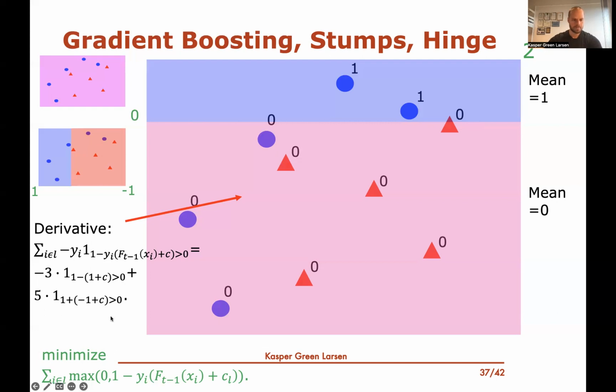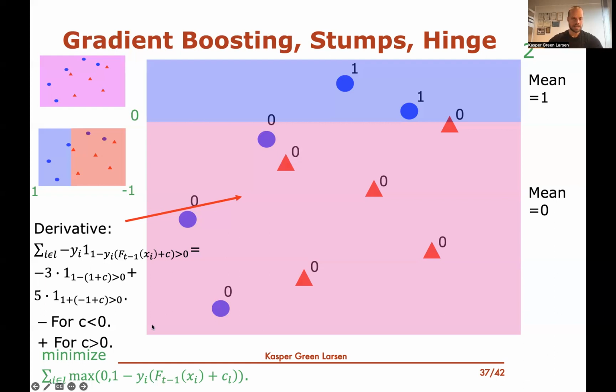Right, so what do we have here? If we simplify this, the last indicator here is just C greater than 0, and the first indicator is minus C greater than 0. So let's try to see. If C is less than 0, then minus C is greater than 0, and then this indicator is 1, and we get a -3 contribution from this term. And for C less than 0, C is not greater than 0, so we get a 0 contribution here. So we get a negative derivative. So for C less than 0, this is negative.